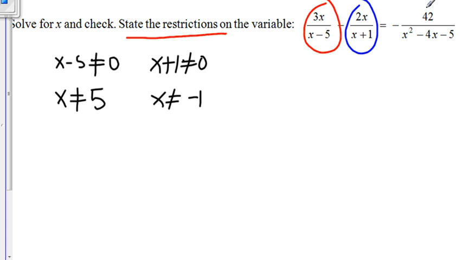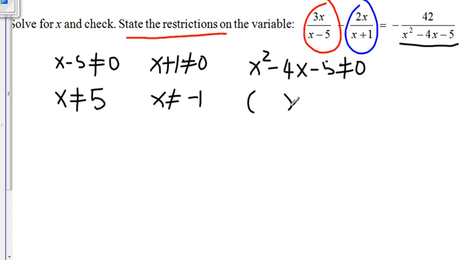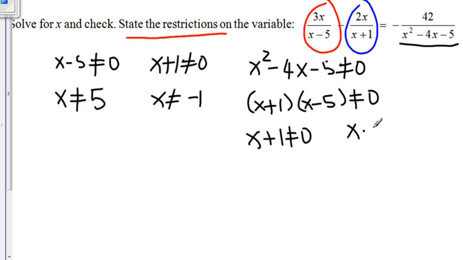Finally, the last piece is x squared minus 4x minus 5. This piece also cannot equal 0. So we factor this one as x times x. For 5, we can do 1 times 5. We want negative 4, so 5 has to be negative and 1 has to be positive. So x plus 1 cannot equal 0, or x minus 5 cannot equal 0. Therefore, x cannot equal negative 1, and x cannot equal 5.